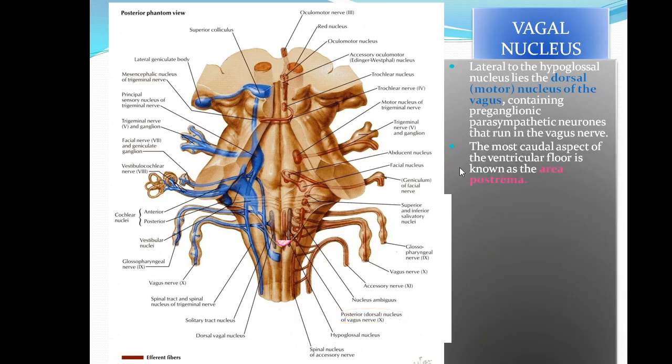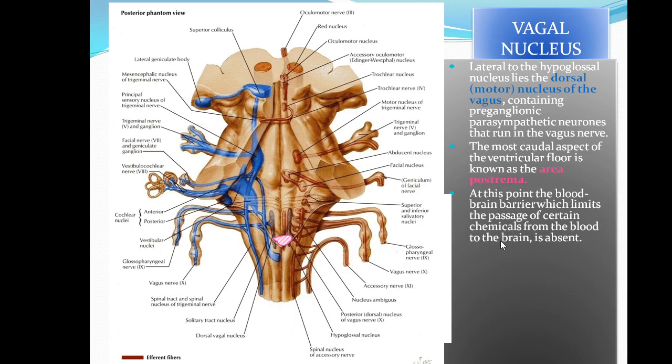The most caudal aspect of the ventricular floor is known as the area postrema. This one. At this area postrema, the blood-brain barrier, which limits the passage of certain chemicals from the blood to the brain, is absent. This region is the central site of action of substances that cause vomiting, that is the emetics.